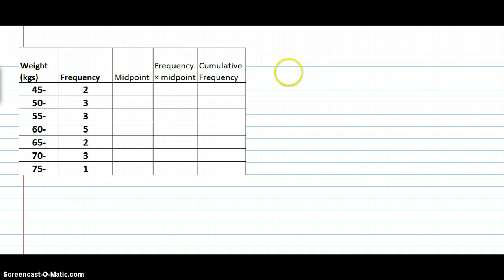So when it comes time to work out the mean, where we need to sum all of the scores, we're not going to be able to do that because we don't know what the scores were from this data. So what we have to do is to estimate. Okay, for all the data in this group 45 to 50, we're going to estimate that they were at the midpoint of that group. 47.5 is the midpoint of that group 45 to 50.